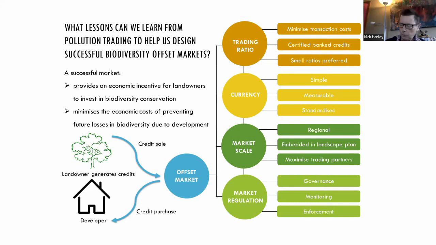The second aspect we talked about was the currency or the metric that I'm going to come back to. And we talked about lessons learned being that this should be simple and measurable and standardized. We thought about market scale. How big should the permit market be? And I'll show you some results on that in a minute. And then finally, we thought about issues to do with regulation of the market, such as monitoring and enforcement. So that paper just said, what are the lessons we can learn from the tradable pollution permit market, and how might we implement some of those lessons within a market for biodiversity offsets?